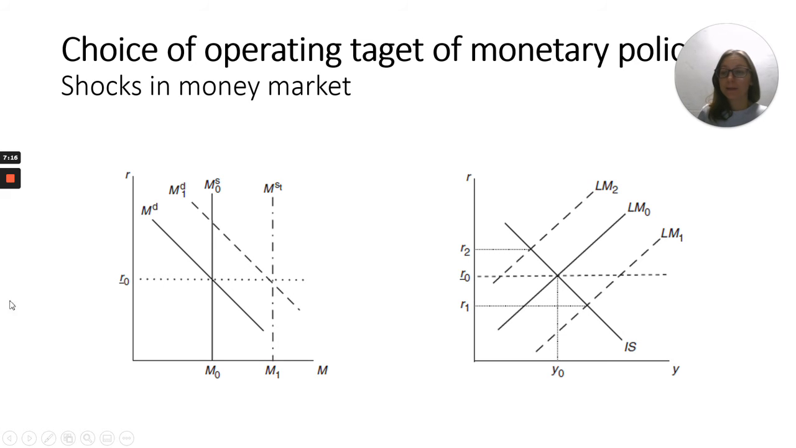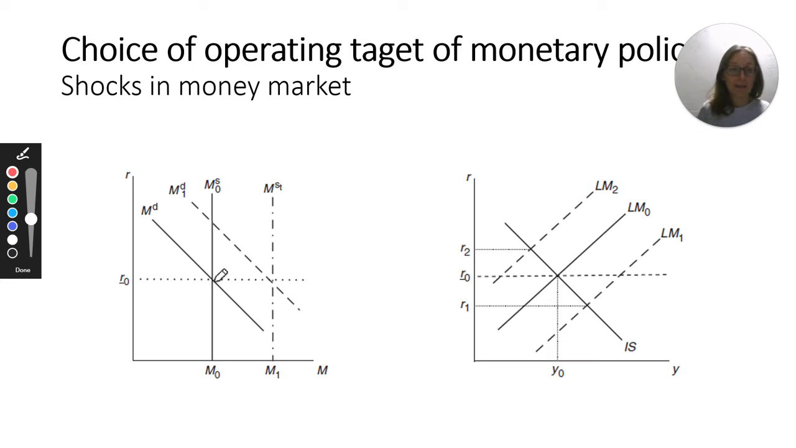We had a previous equilibrium here with MS0 and MD, with a certain quantity of money in the economy M0 and interest rates R0. If the price level in the economy increases, the demand for money shifts up, as people would need more cash in order to pay for all their purchases. And this shift would simply increase the interest rates.